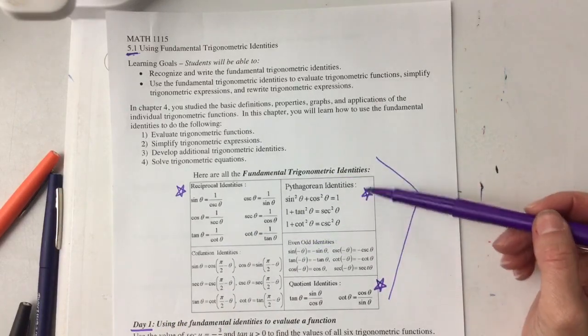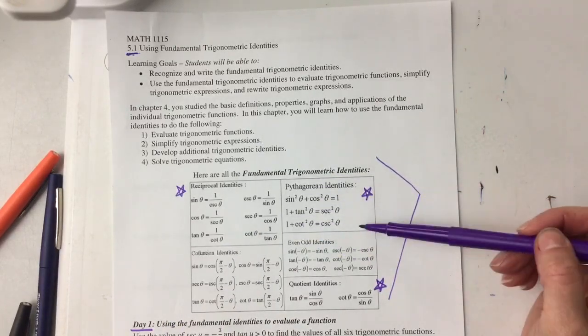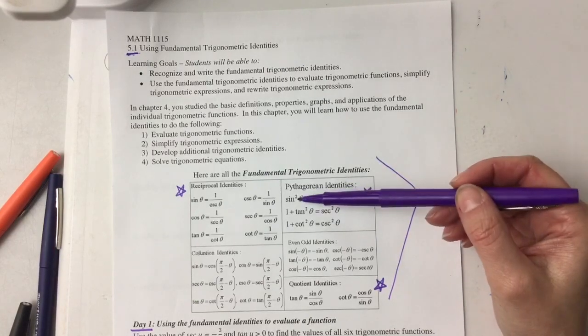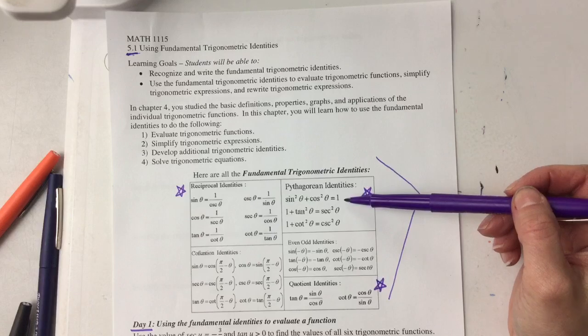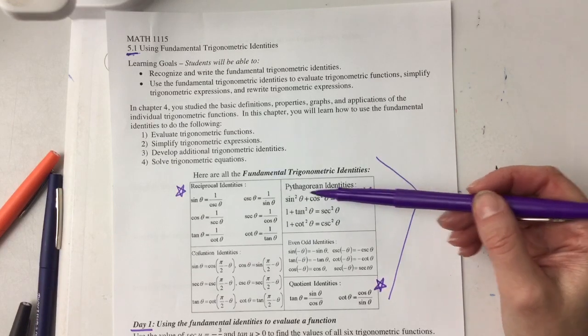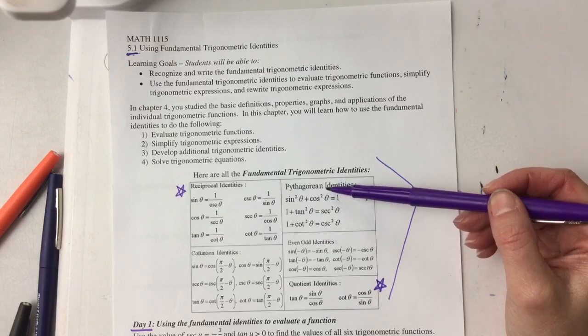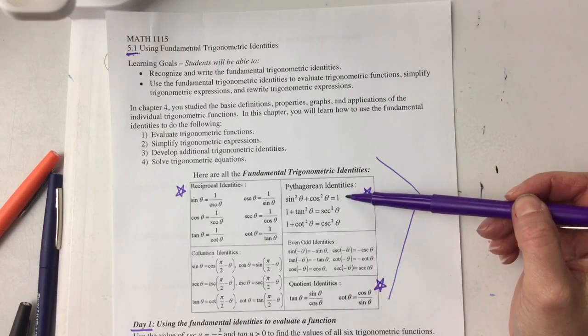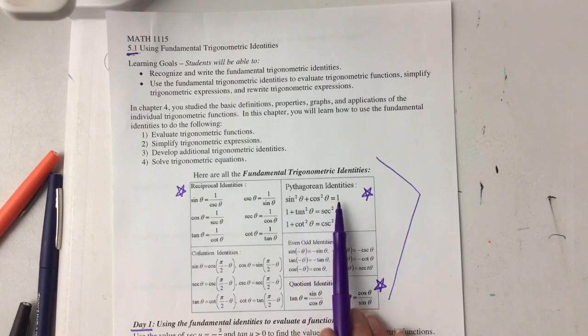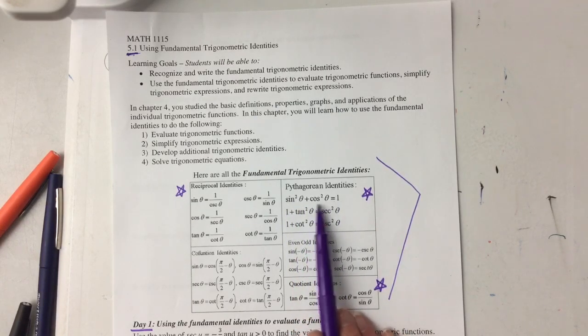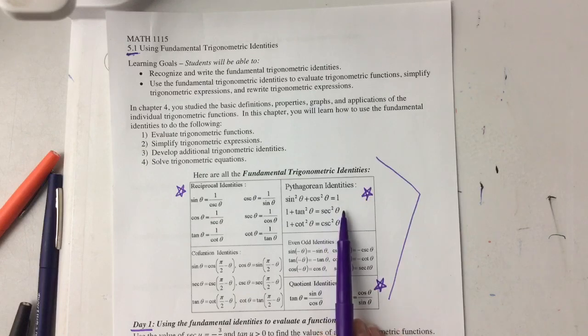Then we have our Pythagorean identities. Again, we worked with these a little bit in Chapter 4. The sine squared of theta plus the cosine squared of theta equals 1. Again, you are allowed to manipulate these. What I mean by that is I can take cosine squared of theta and minus it over to the other side. So at that point, I could state that the sine squared of theta equals 1 minus the cosine squared of theta. Okay, so you are allowed to rearrange these.